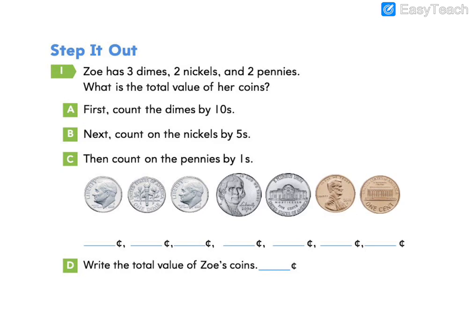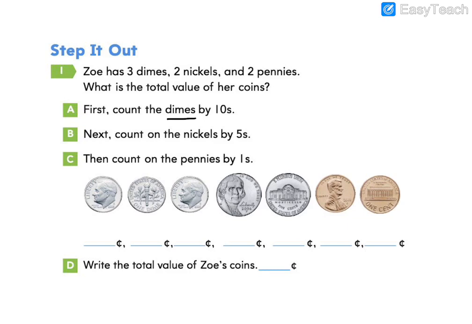Right, let's take a look at our Step It Out. Zoe has 3 dimes, 2 nickels, and 2 pennies. What is the total value of her coins? First, count the dimes by 10. Why aren't we starting with quarters here? Because we don't have any. So our dimes are our coin of the greatest value. So let's start with our dimes.